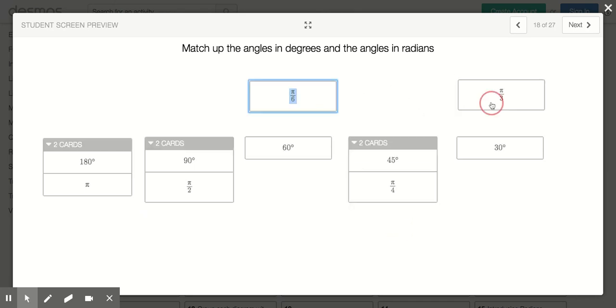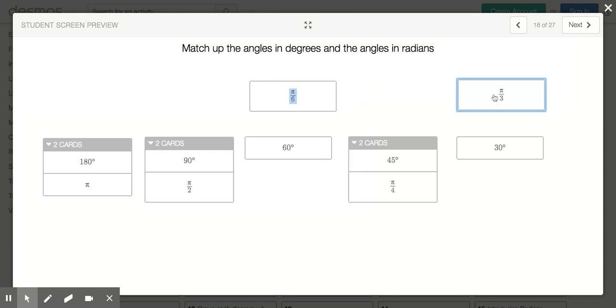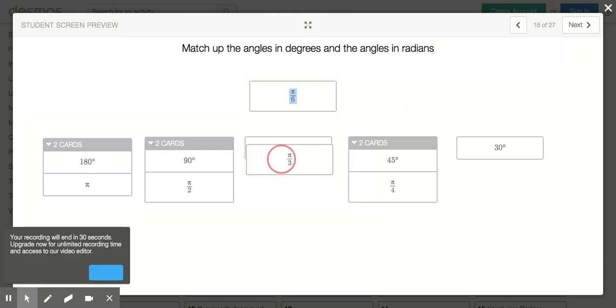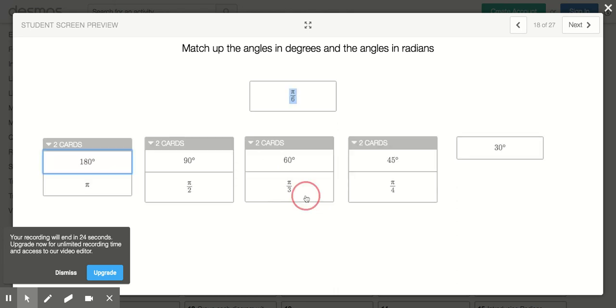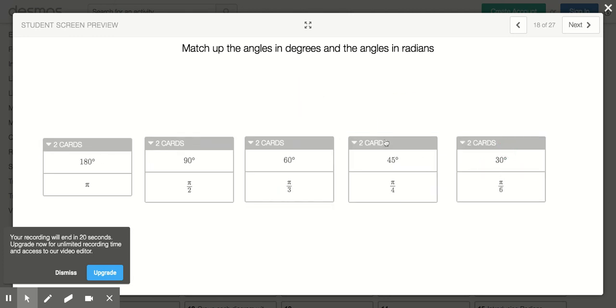Now I have 2 cards left, and using process of elimination, I'm going to assume that a third is going to go here. And I do know that 60 is a third of 180, and so this one works. And 30 is 1/6 of 180, so I'm going to put pi over 6 for this last one. Okay, so check your answers. This is what you guys should have. We are going to move on to the last few slides in the next few videos.